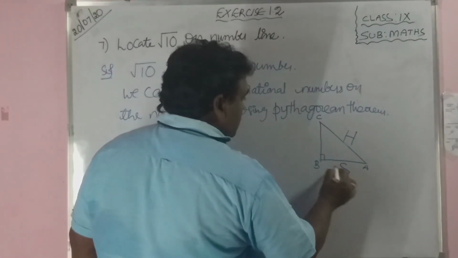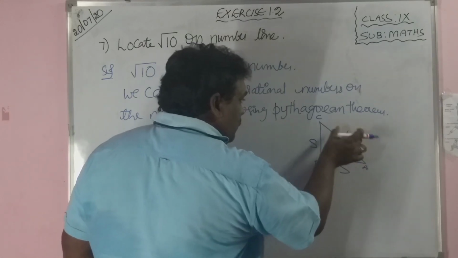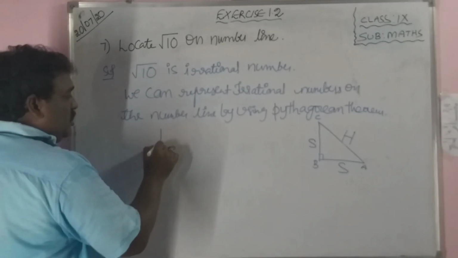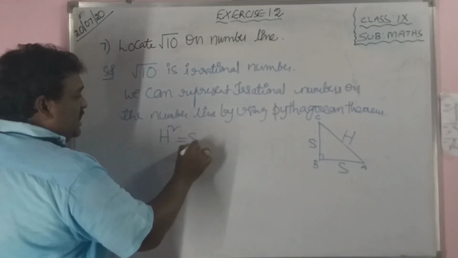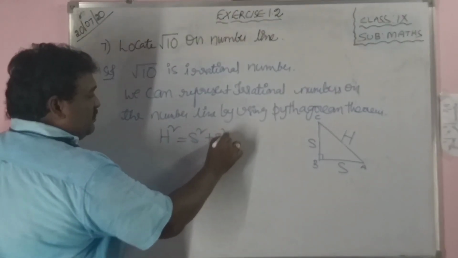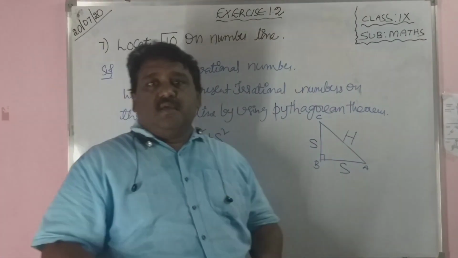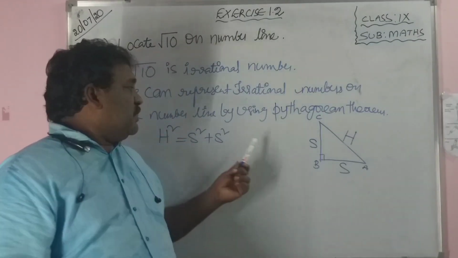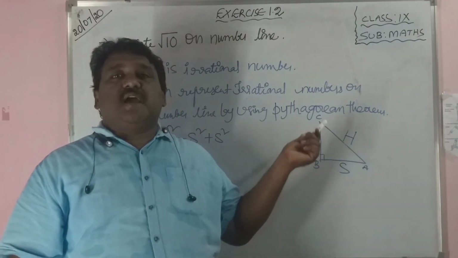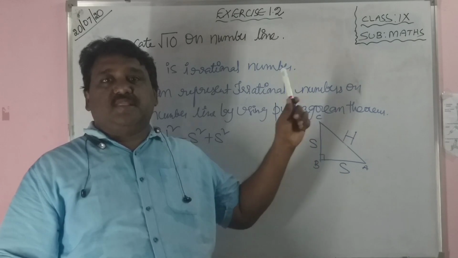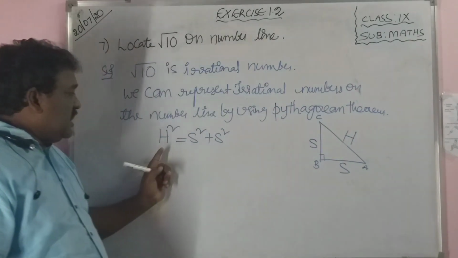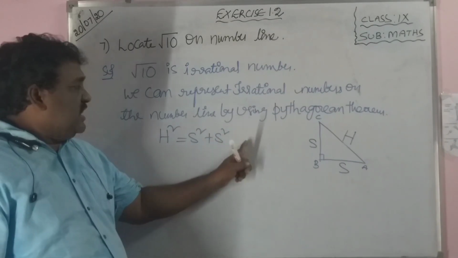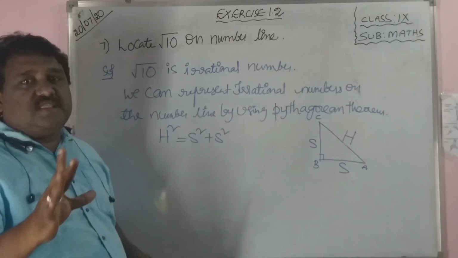This is a side. This is the hypotenuse. It is the largest. What is Pythagorean theorem? Hypotenuse square equals side square plus side square. This property is known as Pythagorean property, Pythagorean theorem. Hypotenuse square equal to side square plus side square is known as Pythagorean theorem.